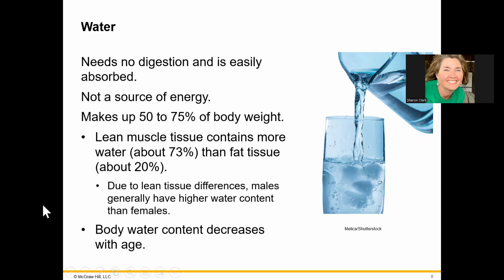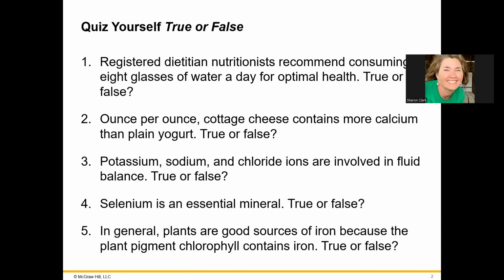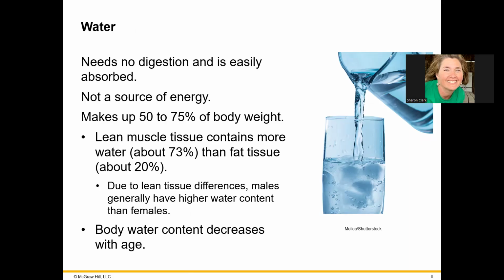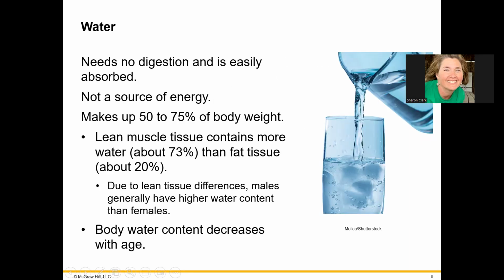All right, chapter 9, water and minerals. We are going to be dividing this chapter up into three parts. The first part, we're going to focus on water. The second part, we're going to be focusing on the major minerals. And then the third part, some of the minor minerals. So, not a huge chapter, but a good chapter where we can kind of chunk the material, as they say.